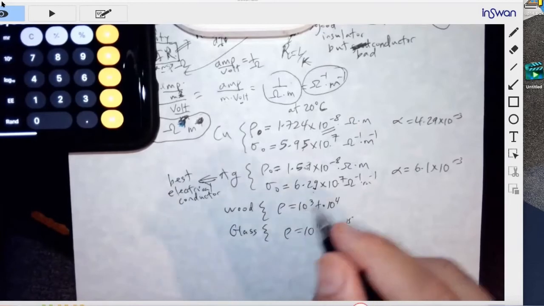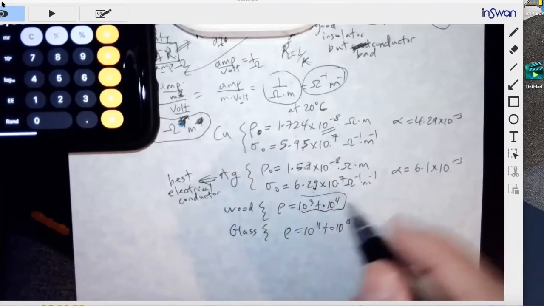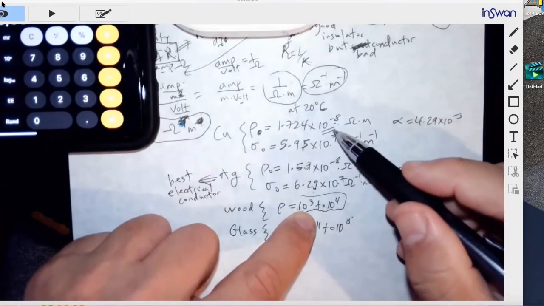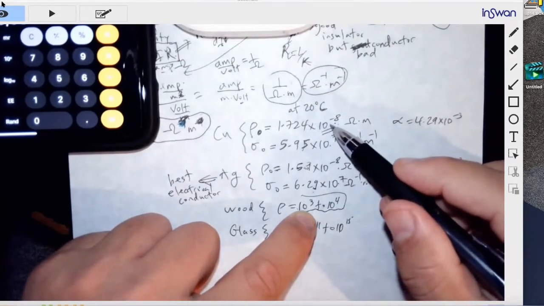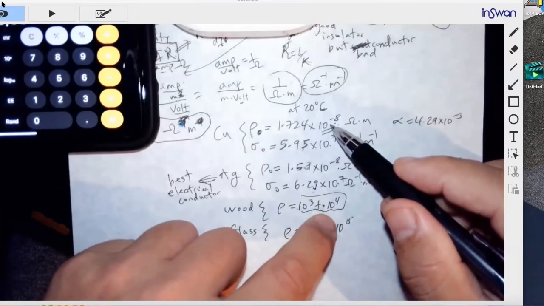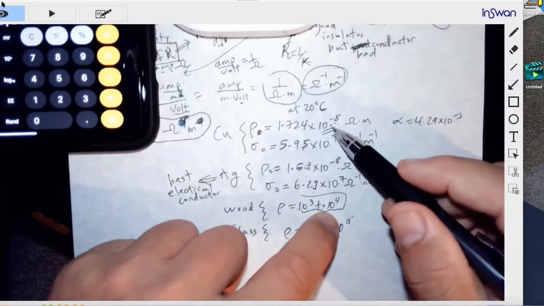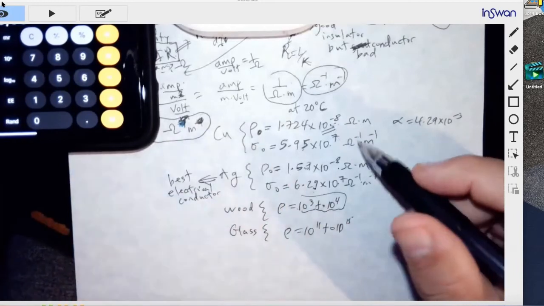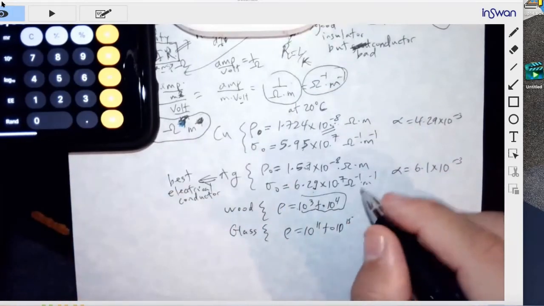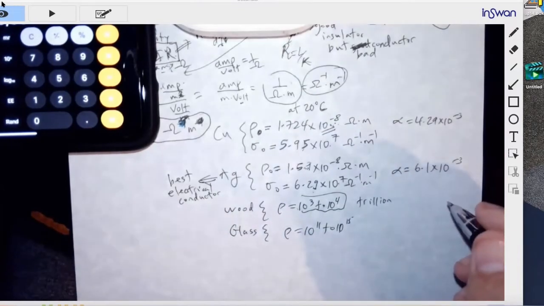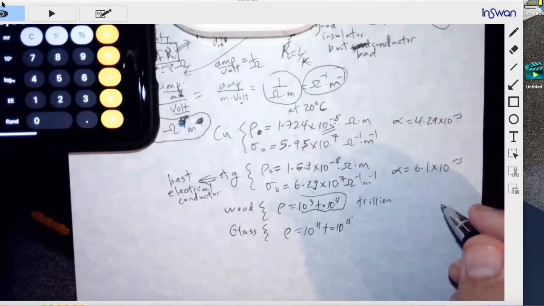And then wood, you can see the range of the rho. So that means the rho of the wood is much, much bigger than this. So that means it resists electrical flow almost 10 to the 11th, 10 to the 12th times as much as copper does. So we can say it this way: trillion. The reason we don't have sigma is because for wood and glass, they're not good conductors.